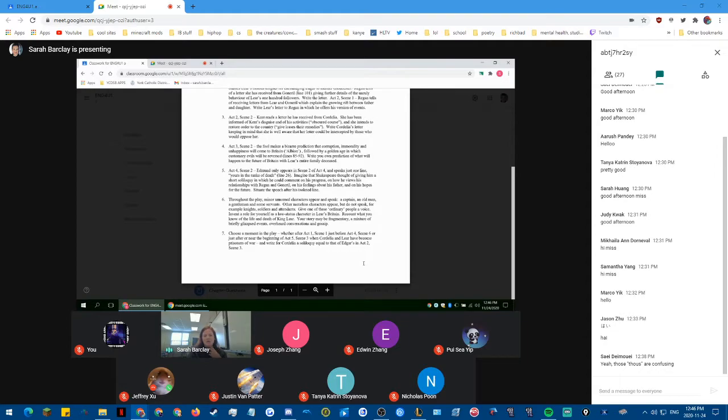Number 7, choose a moment in the play, whether after Act 1, Scene 1, just before Act 4, Scene 6, or just after or near the beginning of Act 5, Scene 3, when Cordelia and Lear have become prisoners of war, and write for Cordelia a soliloquy equal to that of Edgar's in Act 2, Scene 3, which we're going to talk about today. From Cordelia, we never really get that soliloquy.